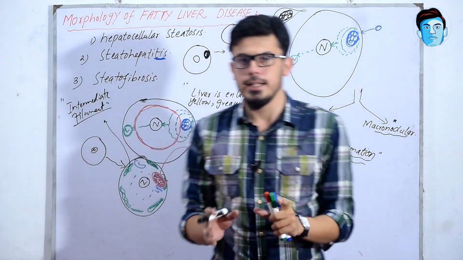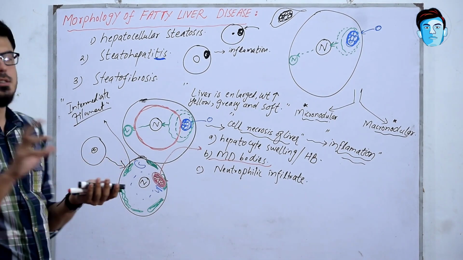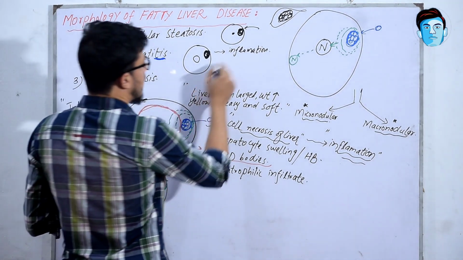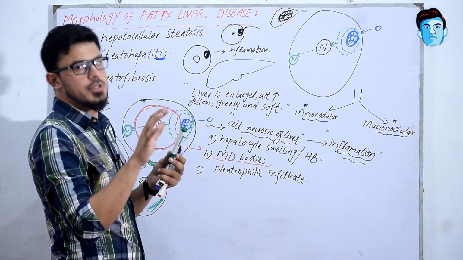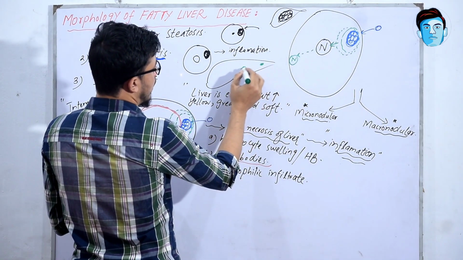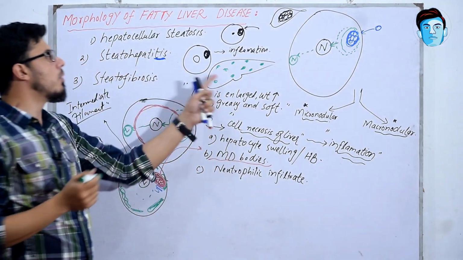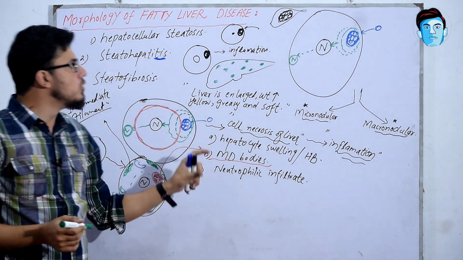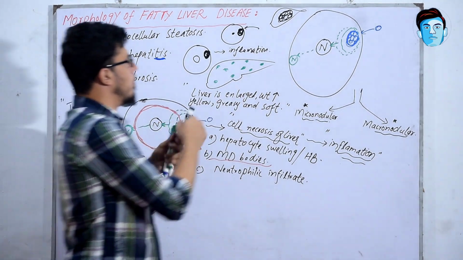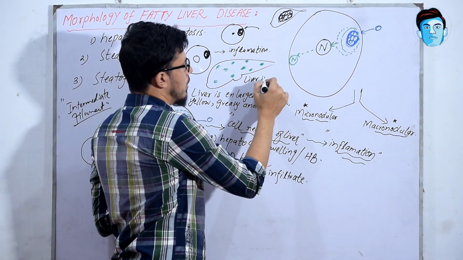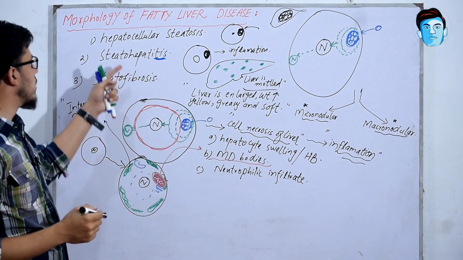Now if you see grossly in the phase of steatohepatitis, you will find that there are some spots present on the liver. Say if this is a liver, you will be seeing some sort of spots present on the liver, and you can easily appreciate this structure, and that means the liver is mottled. So grossly you can easily see this, that means the liver is mottled. So students, that's all about steatohepatitis.